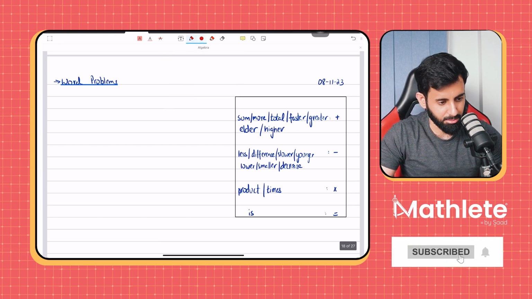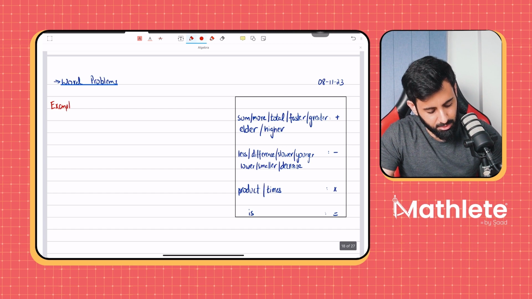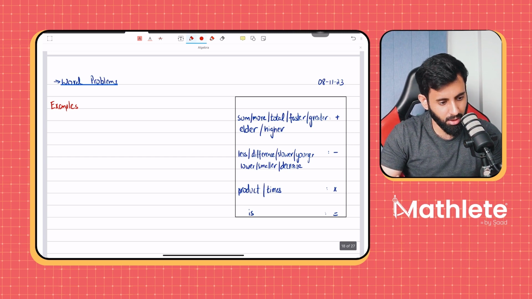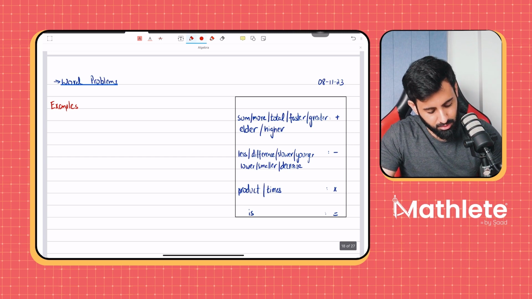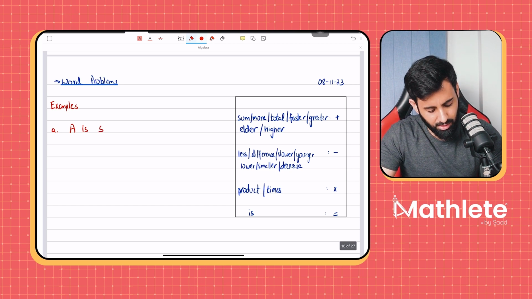Okay? Let's do some examples for some clarity. So here's the first example. I'm going to write down a situation in words, and I want you to translate this into an equation for me. Okay? So the first example is A. It's a variable, unknown, a constant, basically. A is 5 more than B.